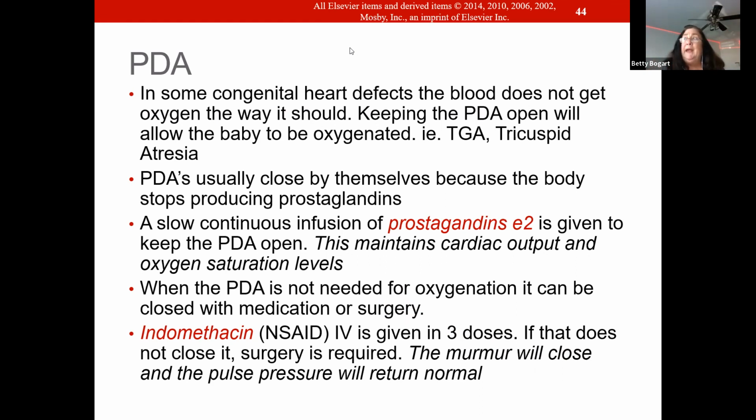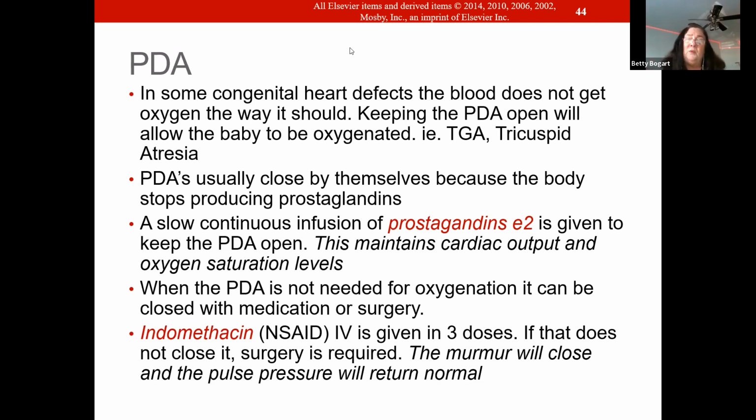Now, sometimes, especially in premature infants, these things don't close by themselves. And you don't want to do surgery on these little 28-weeker infants that weigh 2 pounds or 1 pound. But we can give a medicine, and believe it or not, it's like an IV ibuprofen, but it's called indomethacin. It's an NSAID, and we give it in doses.